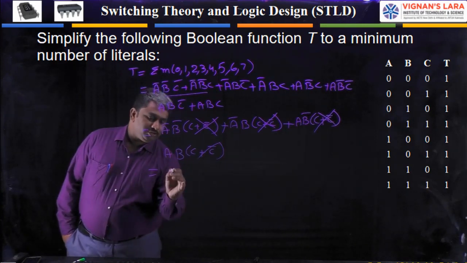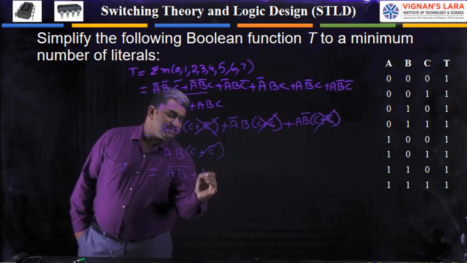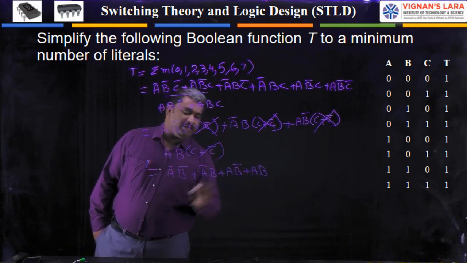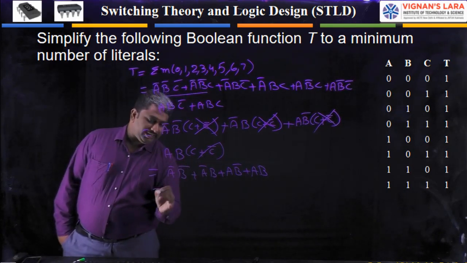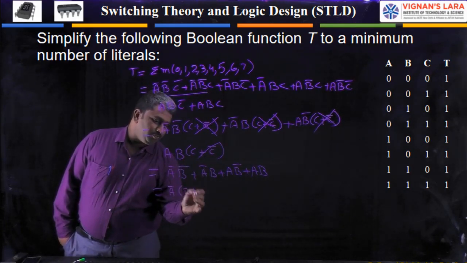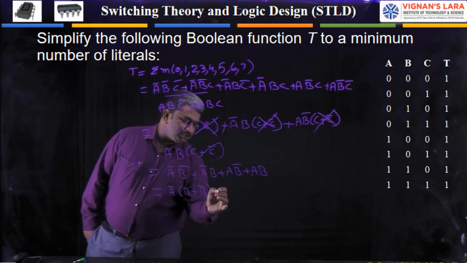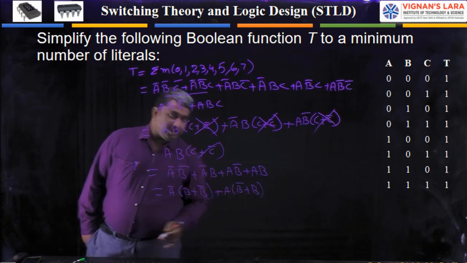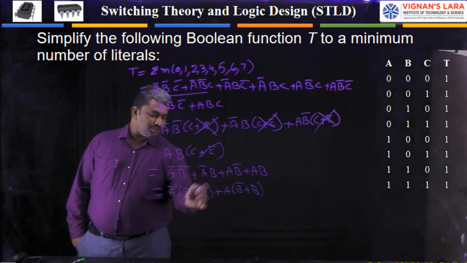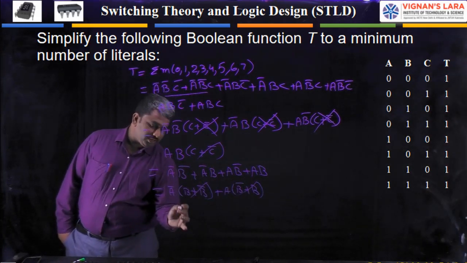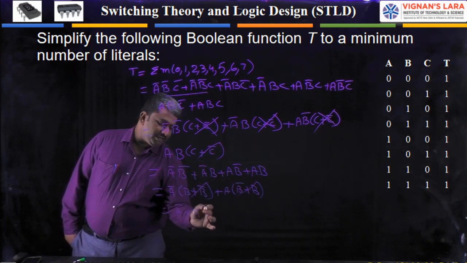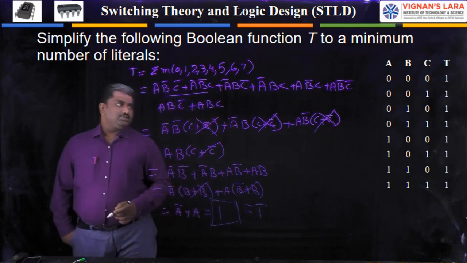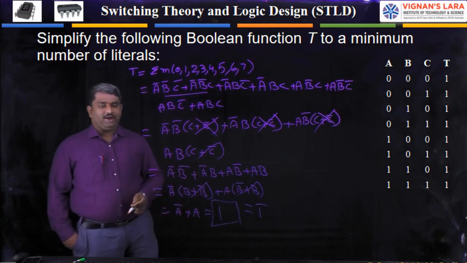So the final values are a bar, b bar, plus a bar, b, plus a, b bar, plus AB. These are the remaining values, right? From these 2, you can take common a bar and the remaining value is b plus b bar, and from this one you can take common a. The remaining value is b bar plus b, right? Next, this one cancelled, this one cancelled, and the final values are a bar plus a, which is equal to 1. So this is the finalized answer, that is equal to t. So the finalized function t we have defined like this.